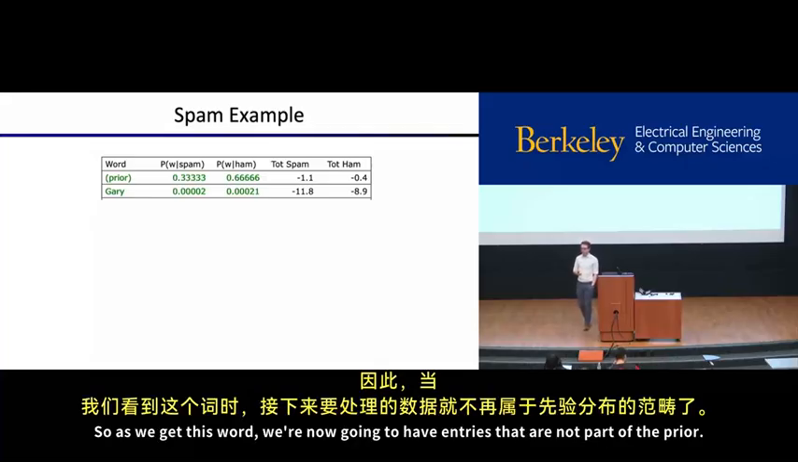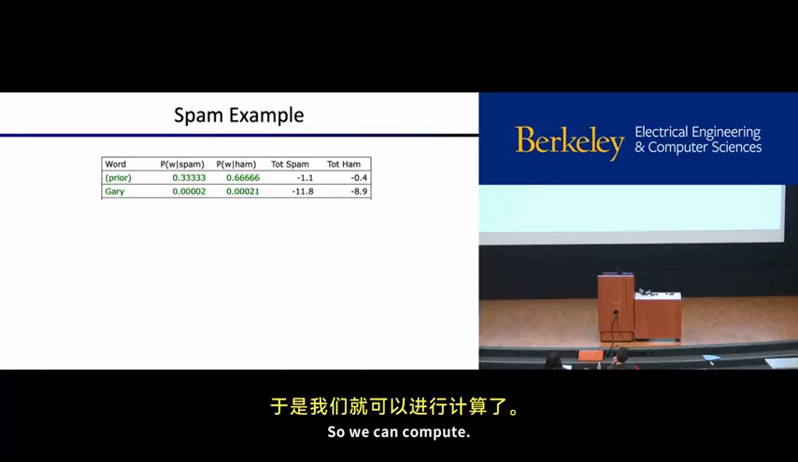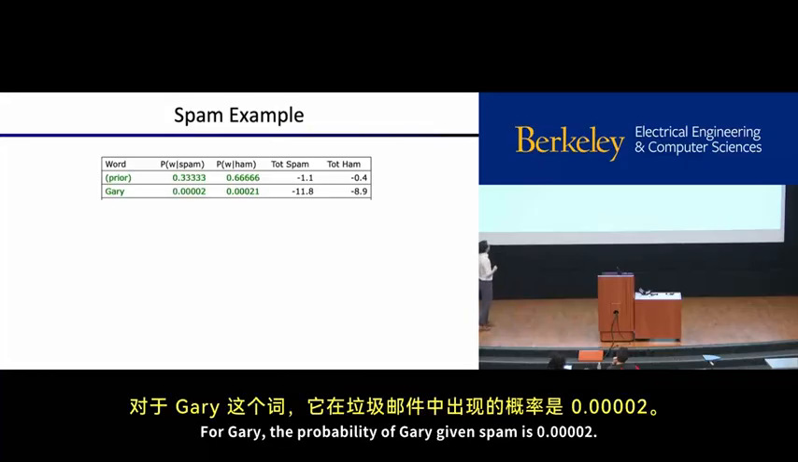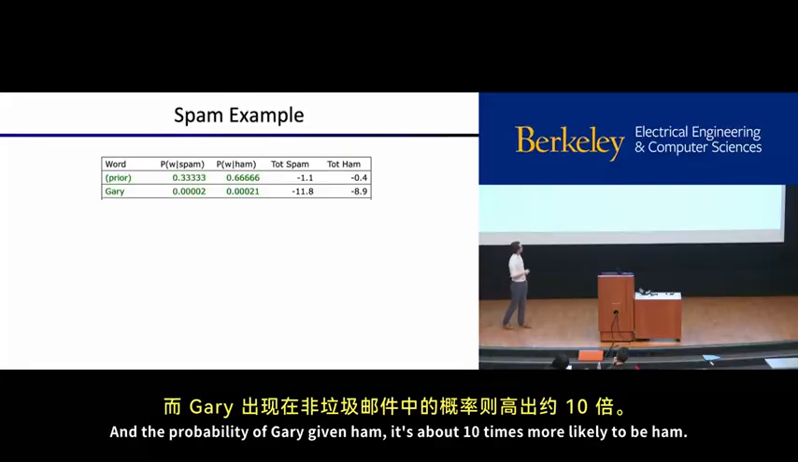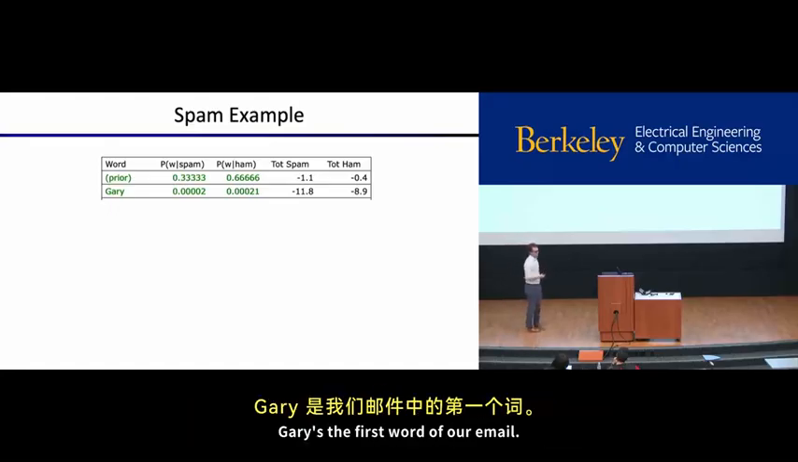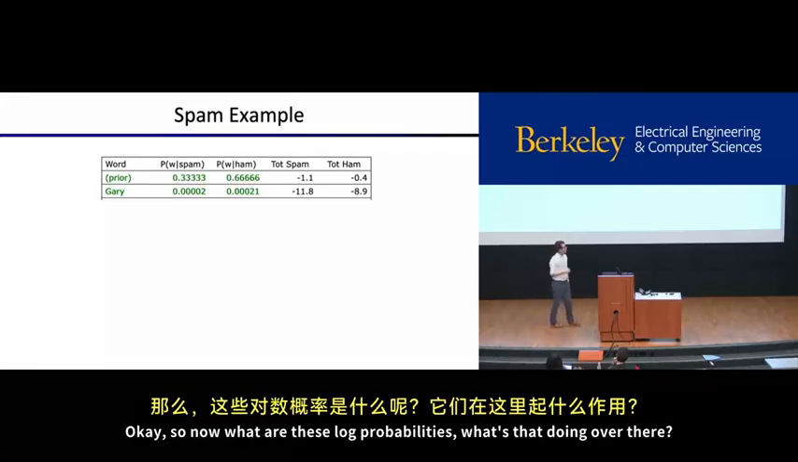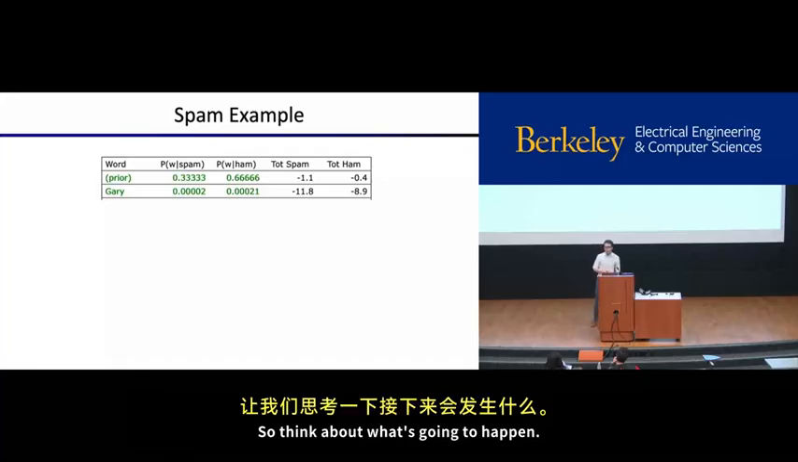As we get this word, we now have entries that are not part of the prior. These are the probabilities of the word given the label. So for Gary, the probability of Gary given spam is 0.00002, and the probability of Gary given ham is about 10 times more likely. So we had a prior that said 2/3 of the time it's going to be ham. Then we got Gary as the first word of our email, and for that word, it's 10 times more likely to be ham than spam. Now, what are these log probabilities doing over there? Think about what's going to happen.